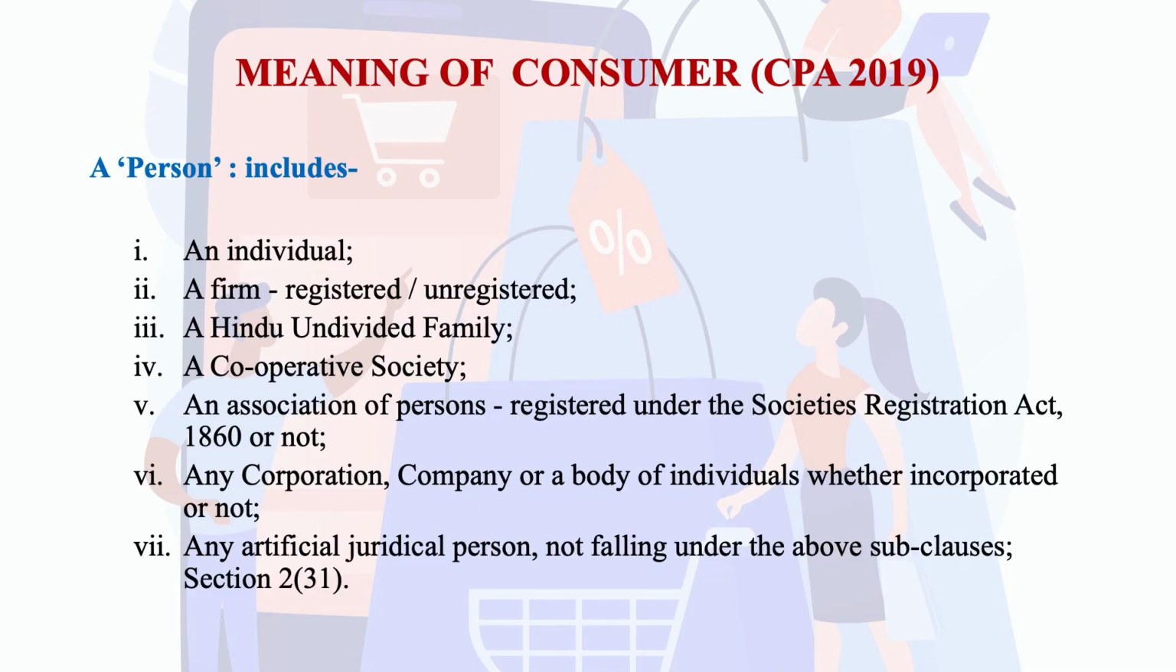So they purchase the cars or any other things, renting of buildings and all, where house construction is a part of the services covered in the Consumer Protection Act. So the corporation or any other company or a body of individuals also come under the definition of consumers. Now, any artificial juristic persons, any entity or artificial person not falling under the above categories, is also covered under the definition of the consumer.